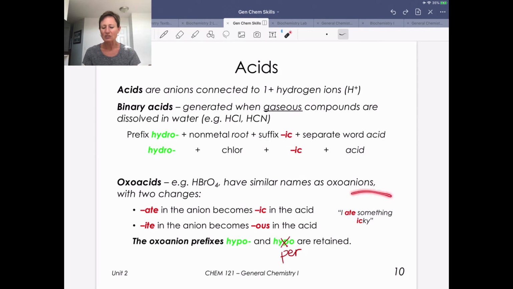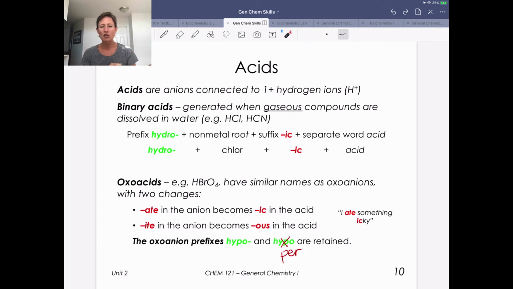So acids can get a little bit dicey, but try to figure out that system for how that's done. And here's a little something that kind of helps you remember. If it was ATE, we know that it becomes ICK, because you can remember I ate something icky. Just trying to help you guys find a way with all of this memorization that you're going to have. So that wraps up our complex naming that we're going to have for our ionic compounds.